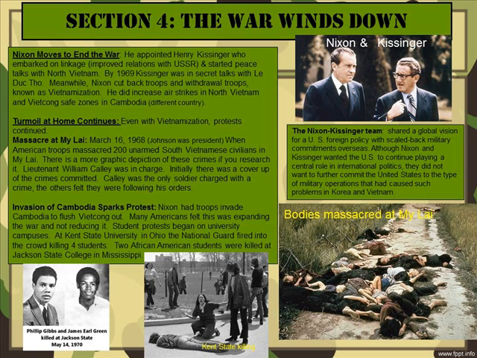The invasion of Cambodia sparks protest. So Nixon and troops invade Cambodia to flush the Viet Cong out. Well, many Americans felt that this was expanding the war and not reducing it, so students began to protest at university campuses.